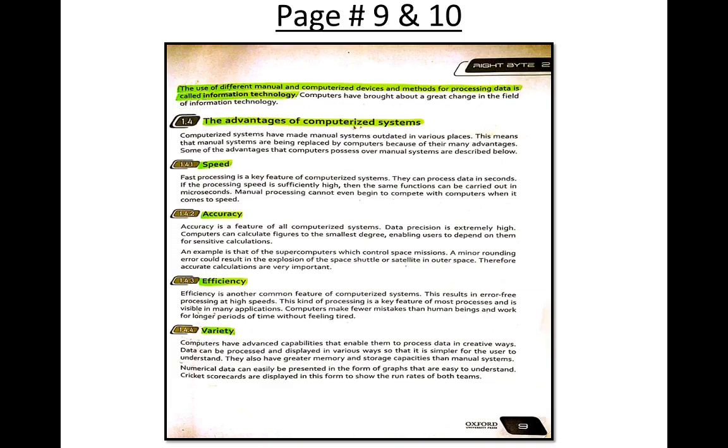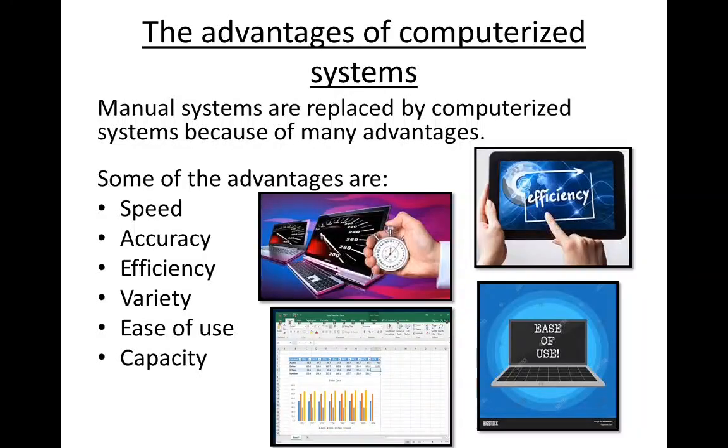Now students, we will study the advantages of computerized systems from pages 9 and 10. And we will also try to know why manual systems are replaced by computerized systems. The first advantage of computerized systems is that they make our work speedy. Fast processing is a key feature of computerized systems. They can process data in seconds and even microseconds. Manual processing cannot even begin to compete with computers when we talk about speed.